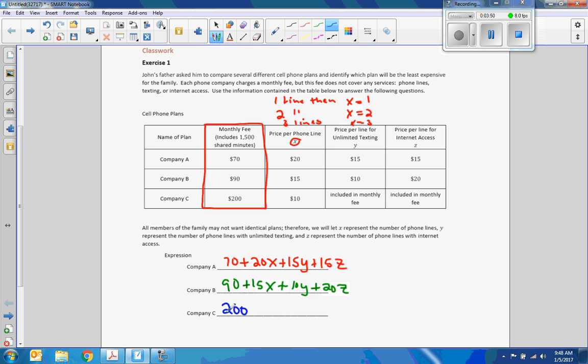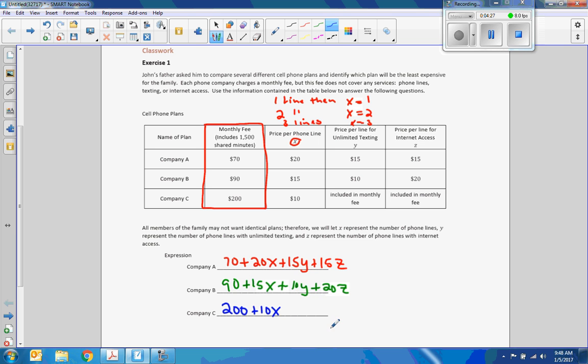Okay, and then company C looks like a real expensive company. They charge $200 for a flat rate for a plan, but then they charge an additional $10 for every phone line that you have. So if there's a family of 4, it'd be 10 times 4 or 40, plus the 200, which would be $240. But there would be no monthly fee for unlimited texting and no monthly fee for internet access. They just charge per line flat rate. Okay, so eventually this would be a cheaper plan than these two if you had a large number of people.